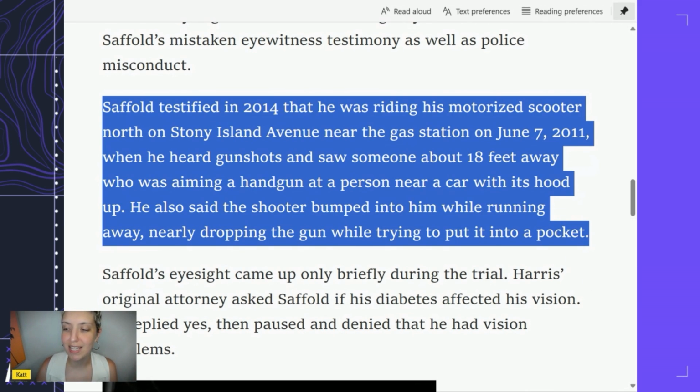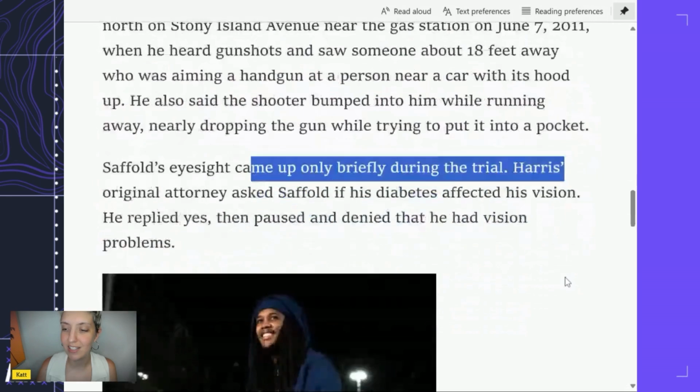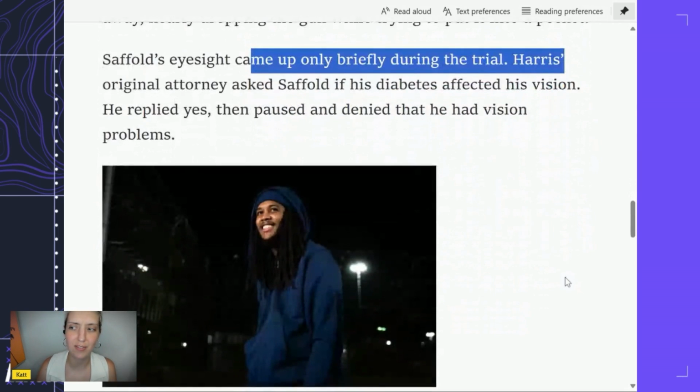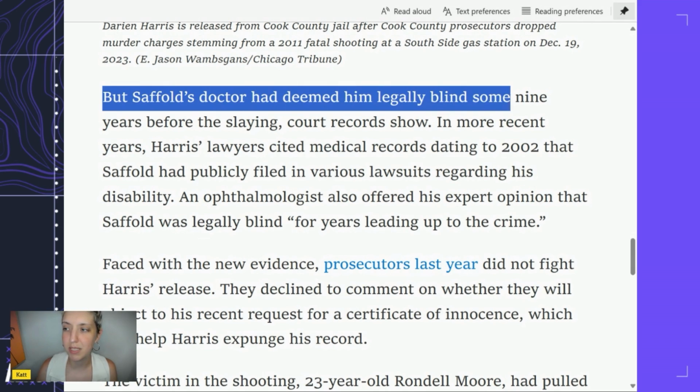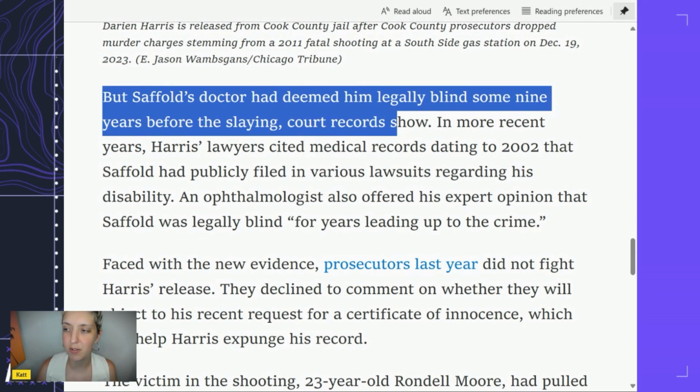Saffold's eyesight came up only briefly during the trial. Harris's original attorneys asked Saffold if his diabetes affected his vision. He replied yes, then paused, and then denied that he had vision problems. Saffold's doctor had deemed him legally blind some 9 years before the slaying, court records show.